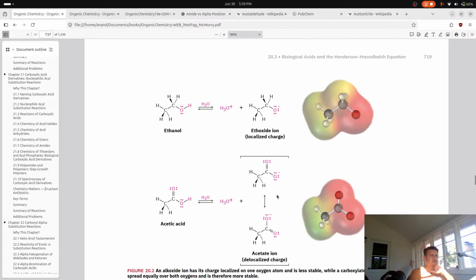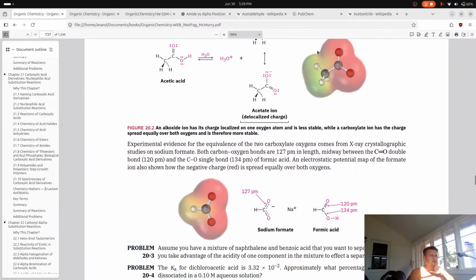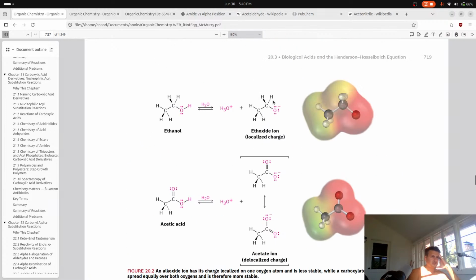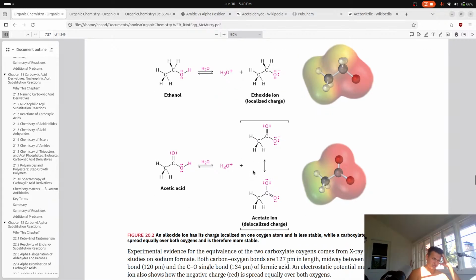Yeah, so this is good. See, it's basically symmetric. An alkoxide ion has its charge localized on one oxygen atom and is less stable, while a carboxylate ion has the charge spread equally over both oxygens and is therefore more stable.